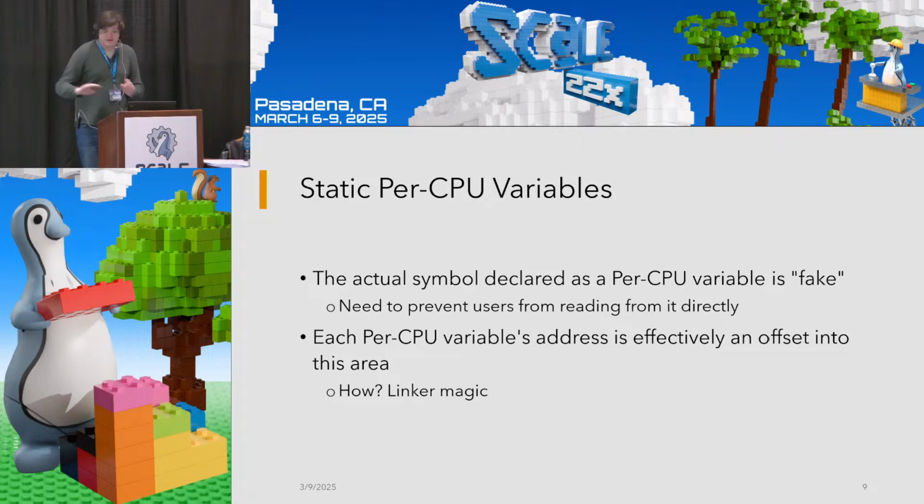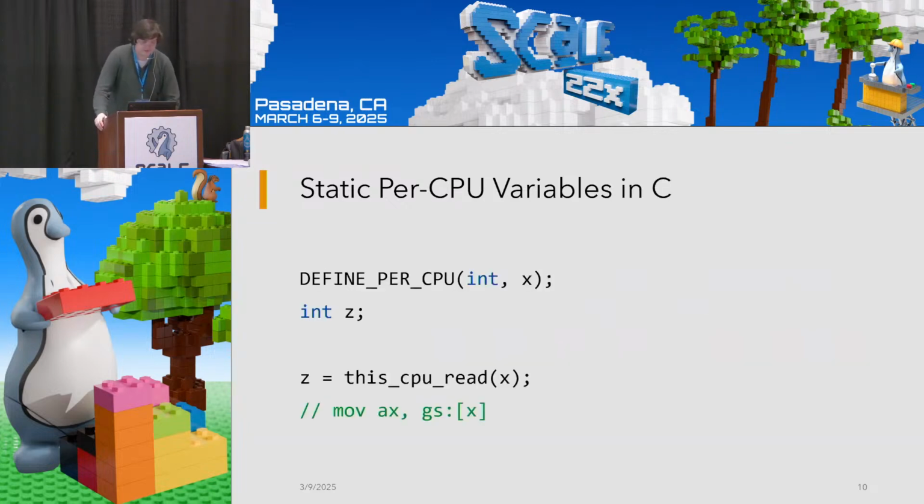And how does all of this work? Linker magic that's outside the scope of this talk. So we're just going to kind of gloss over how that all happens. But the key thing here is that we care about the address of these variables. We don't want to write to the variables directly because it's an offset into the per CPU area. And if you treat that as an actual memory address, you're probably going to have some problems.